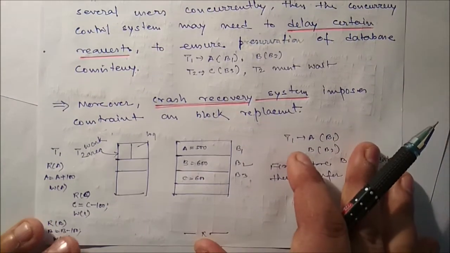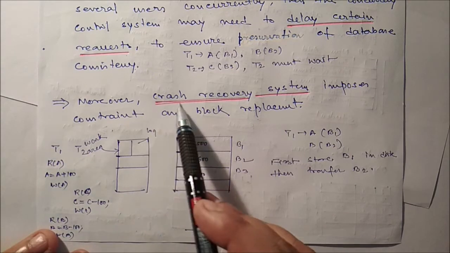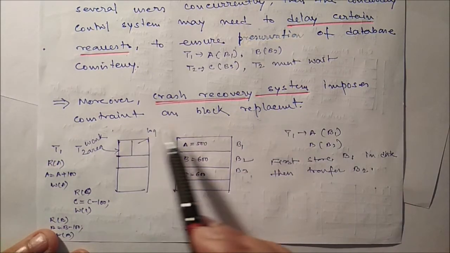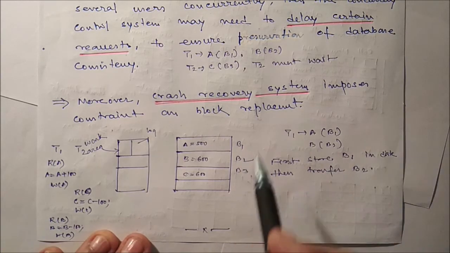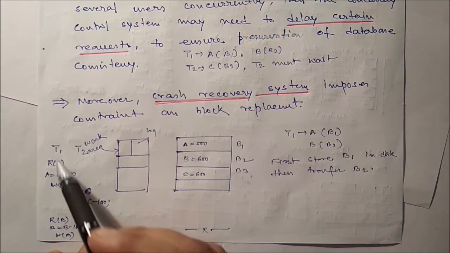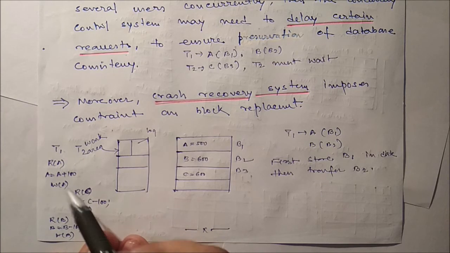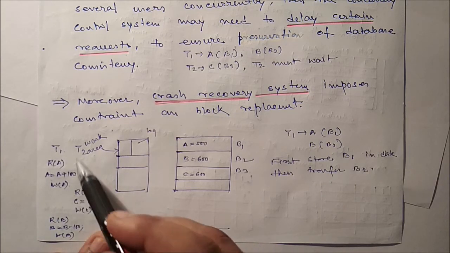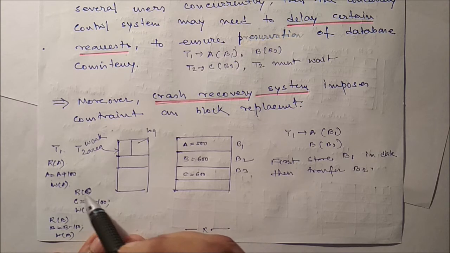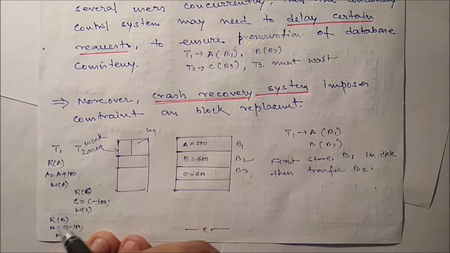Moreover, the crash recovery system imposes constraints on disk replacement. Now we can see here, two transactions are there, T1 and T2. T1: read A, A is equal to A plus 100, write A. In T2: read C, C is equal to C minus 100, write C. But T1 also needs to read B, B is equal to B minus 100, write B.